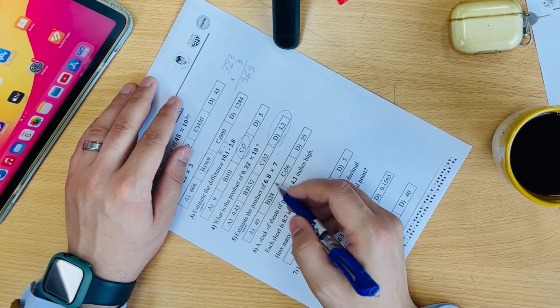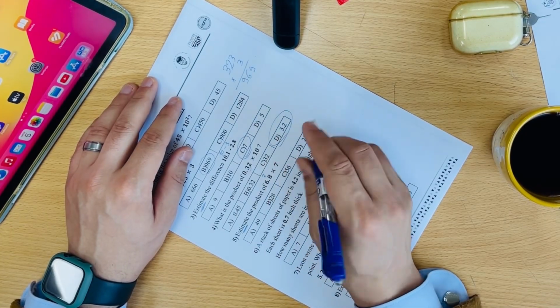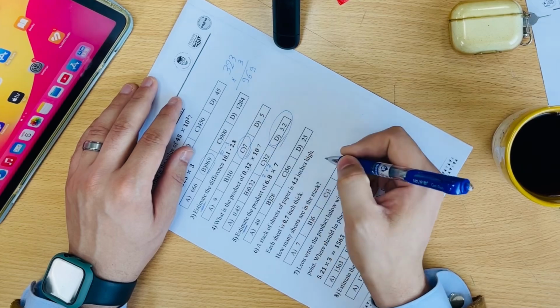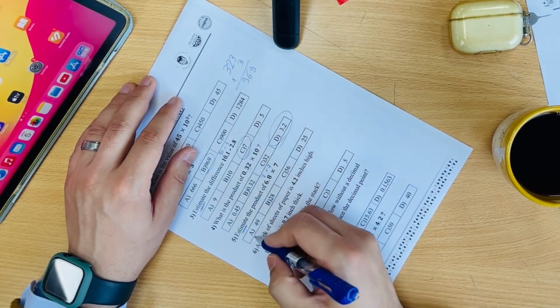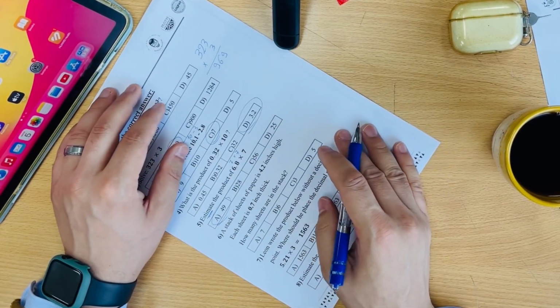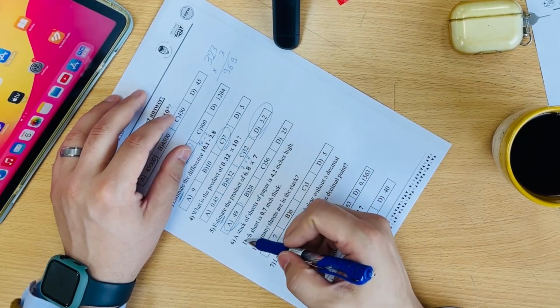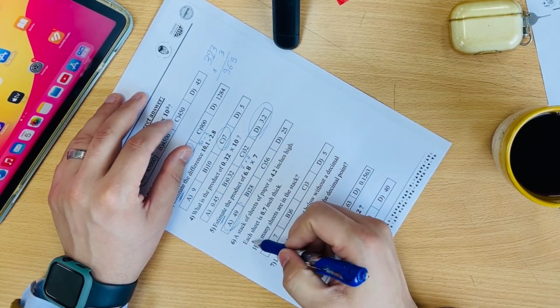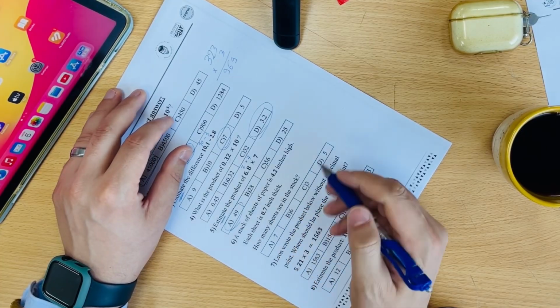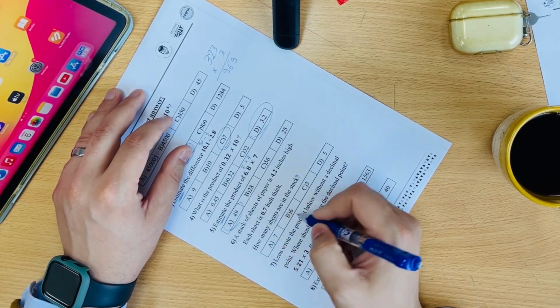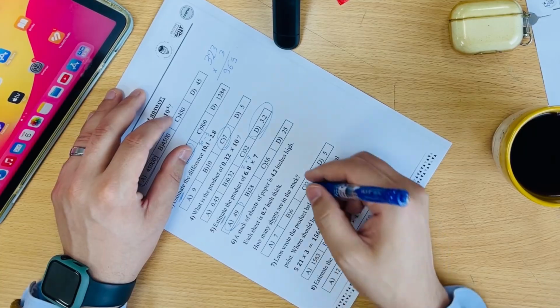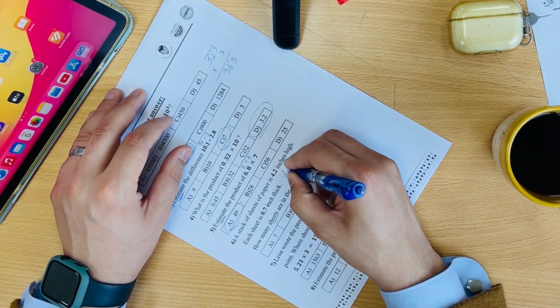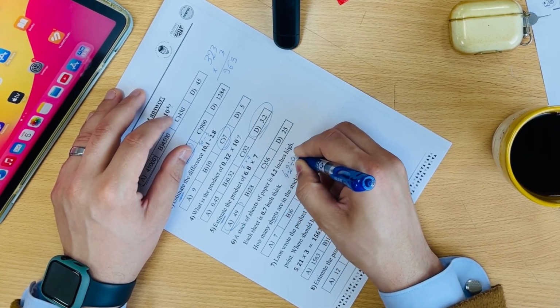Now the next question says estimate the product. We have here 6.8, which will be 7. 7 stays 7. So 7 multiplied by 7 will be 49. Now, a stack of sheets of paper is 4.2 high. Each sheet is 0.7 inch thick. How many sheets? So we need to divide. It will be 4.2 divided by 0.7.